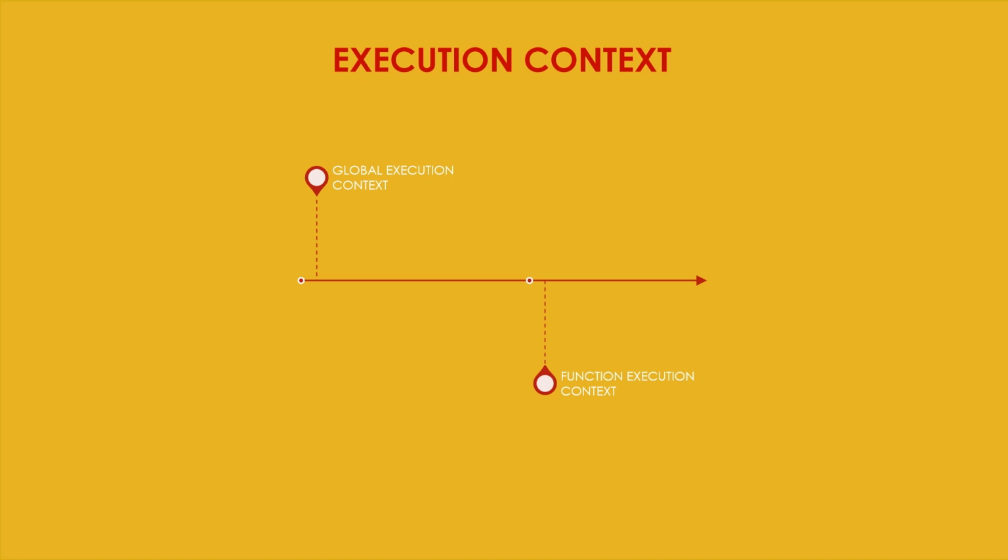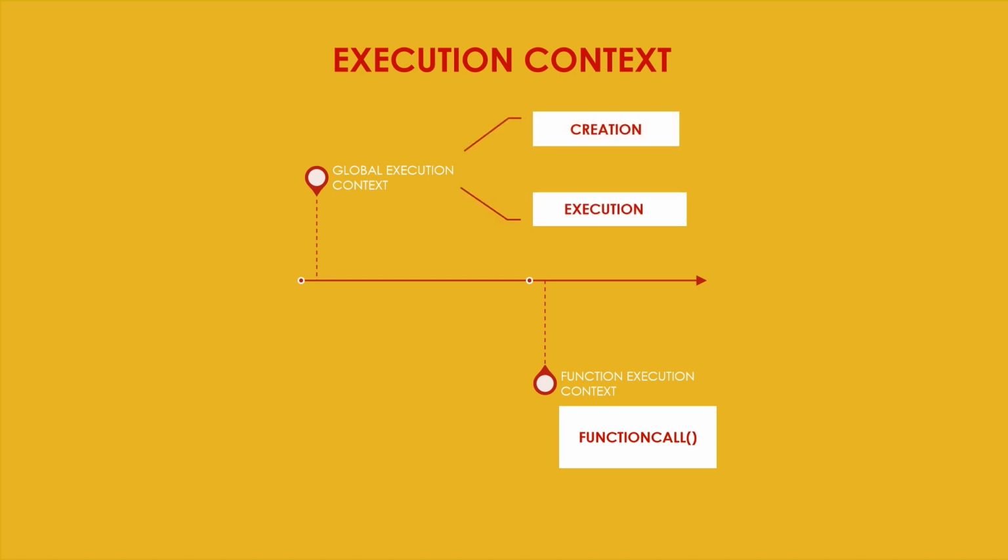JavaScript is a single-threaded language. It would create the global scope when it starts to run the code. This scope is nothing but global execution context. Function execution context is the scope local to the function. This is created when you make a function call. Again, global execution context or function execution context will have two phases: creation and execution. Creation is the phase where the concept of hoisting will come into picture.